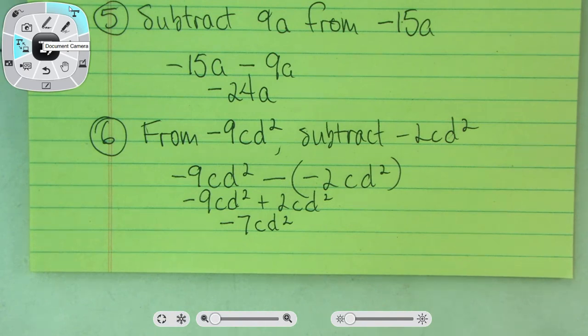So really, when I'm adding and subtracting monomials, all I'm doing is what I already know to do, which is to combine like terms. That gets me started working with monomials.